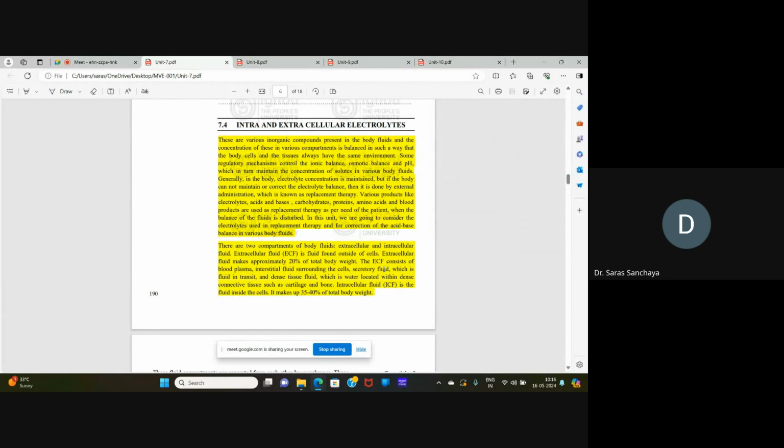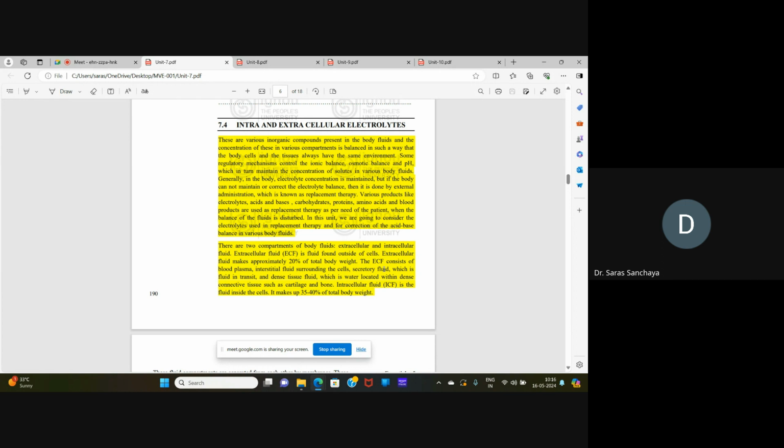In this unit, we are going to consider the electrolytes used in replacement therapy and for correction of acid-base balance in various body fluids. Now, there are two compartments in body fluids, extracellular and intracellular. Extracellular fluid is the fluid found outside the cells. Extracellular fluid makes approximately 20% of the total body weight.